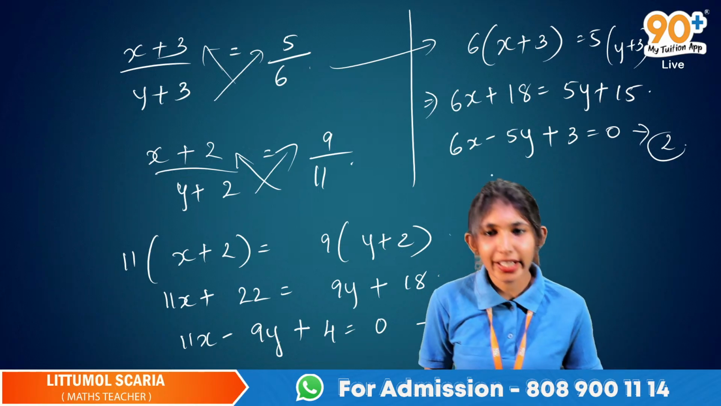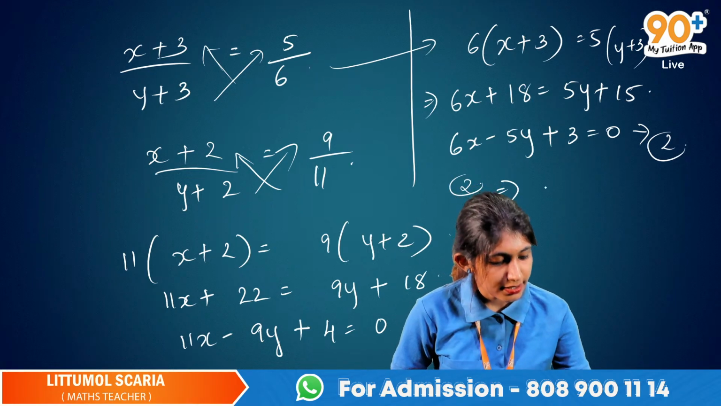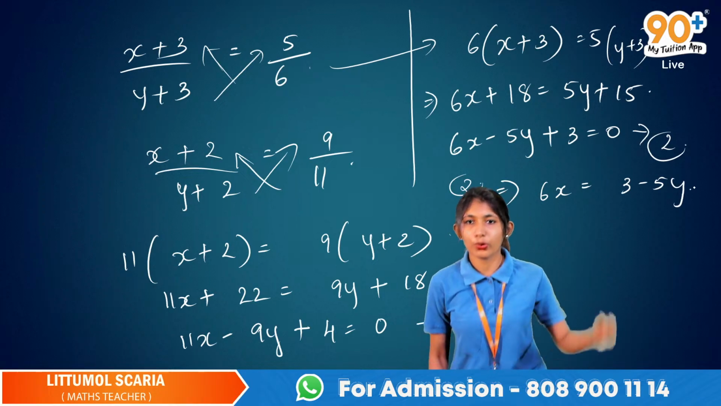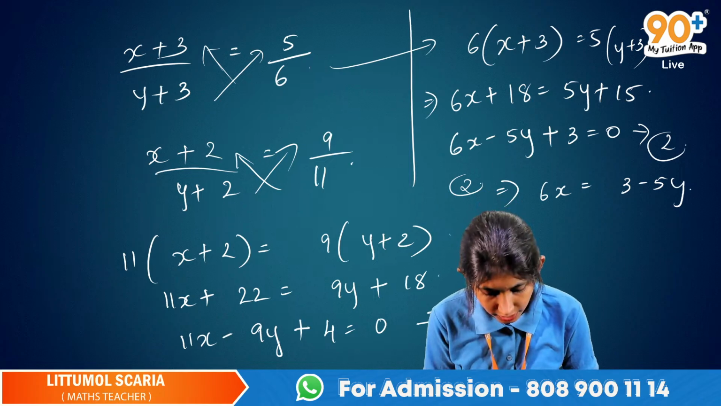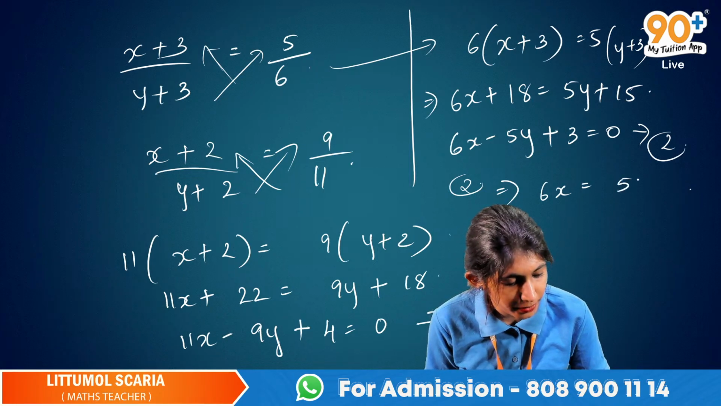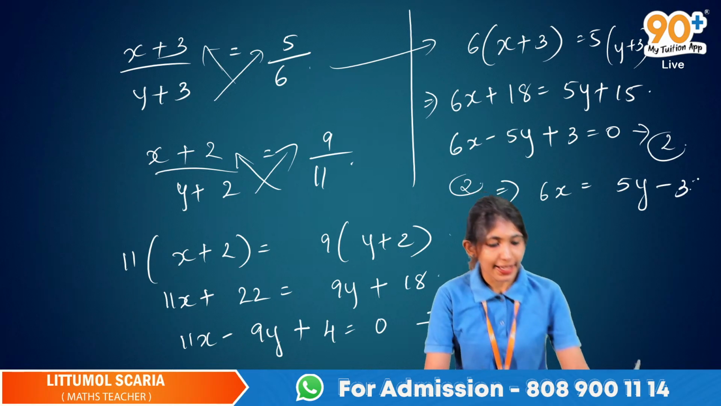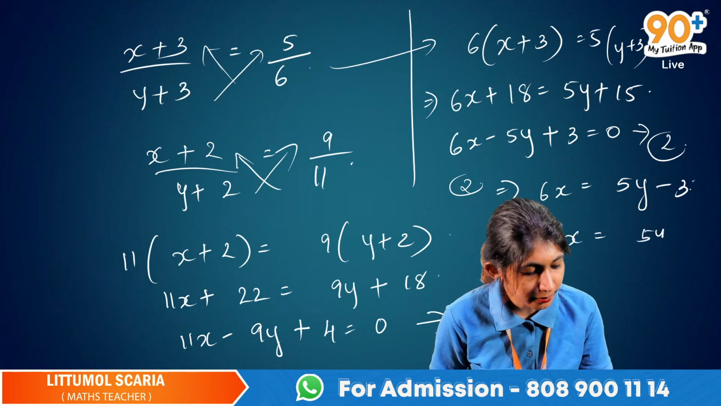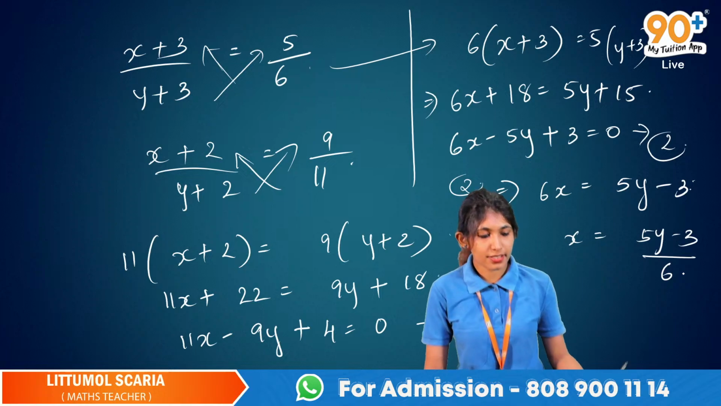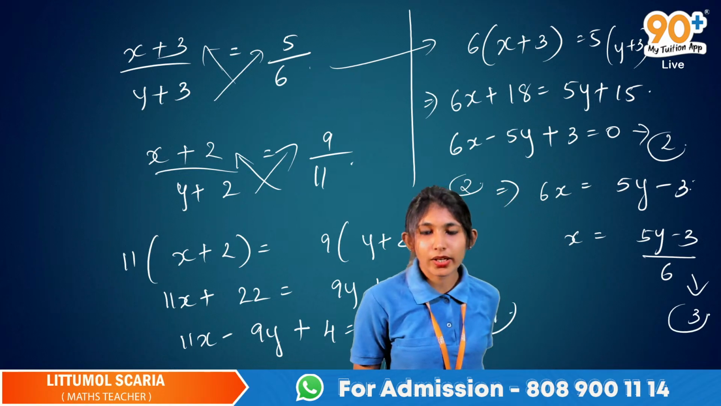How can we write the second equation? The second equation can be written as 6x is equal to 5y minus 3. Sorry, mistake earlier. Minus 5y going to the right hand side becomes plus 5y, and plus 3 going to the right hand side becomes minus 3. Yes. x is equal to 5y minus 3 by 6. Let it be equation number 3.